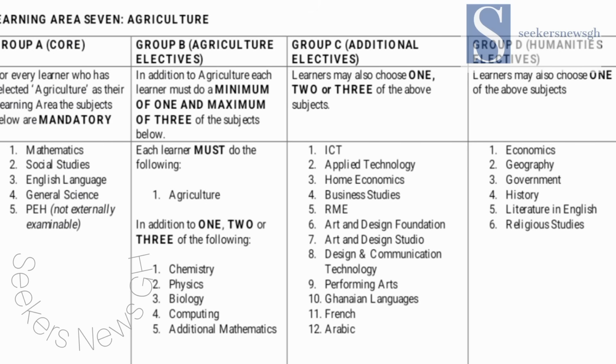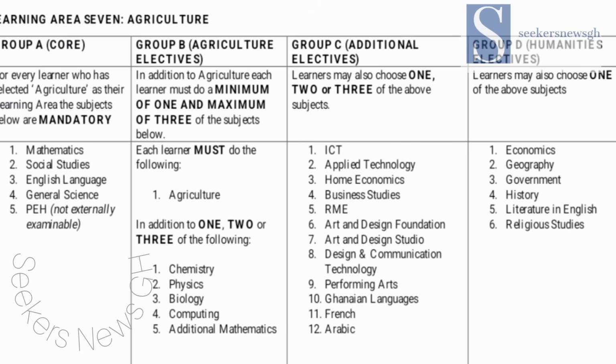So you can select applied tech. You can also do home economics. So even though you are an agri student, you can do home economics and business because they are subjects. Then you can also come to group D and select 1: economics, government, literature and English, or religious studies. So that is your choice and that is what you want to do. So you can just select them.